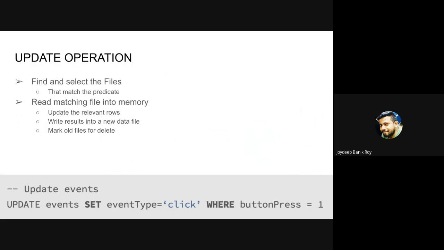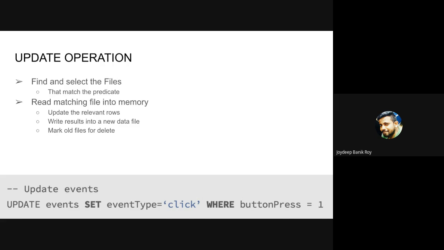Okay, so next, if you see, I have just put down some operations here, how the different operations that we are really concerned about work. So if you see here, sorry, the update operation is something that I have put here. Although we don't use it, it is a good use case to explore. The simple operation is you're updating some events table, and you want to set the event type to click where button press equals 1. Okay, so everywhere where button press matches 1, you update this click event.